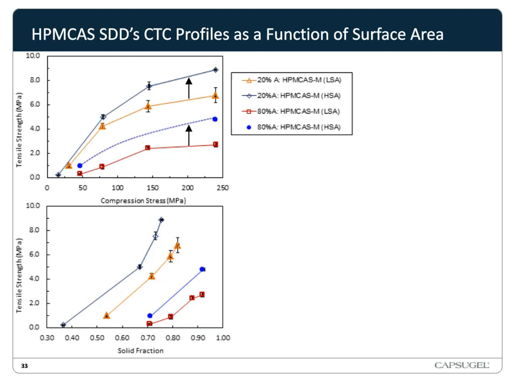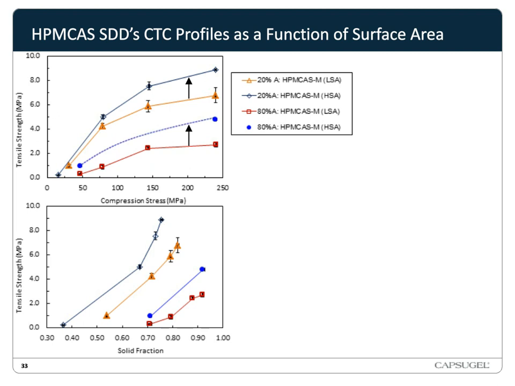So if we go to the next slide, the next thing we investigated was the impact of SDD surface area. And in this case, as expected, increased surface area improves the mechanical properties. So the black arrows represent the improvement from low surface area to high surface area. And we did this with the 20% SDDs and the 80% SDDs.